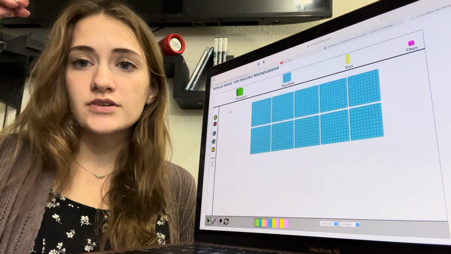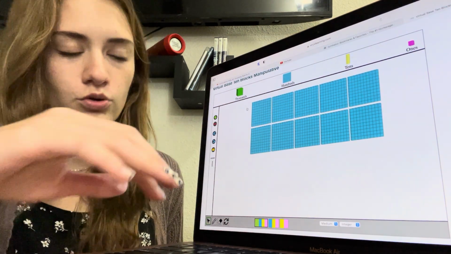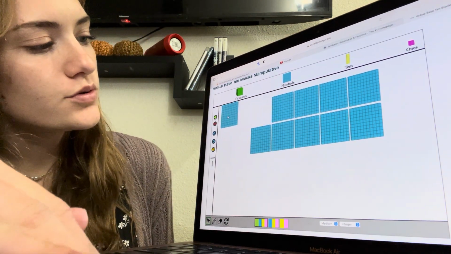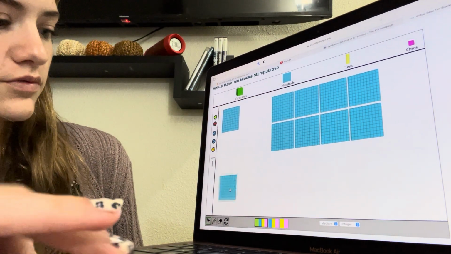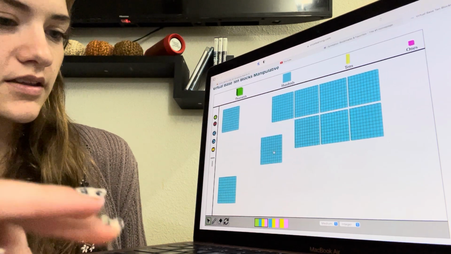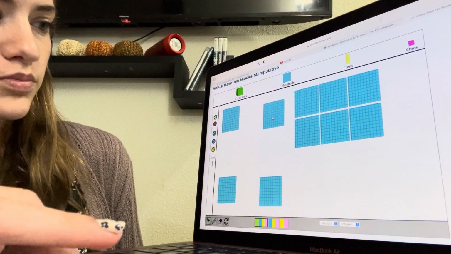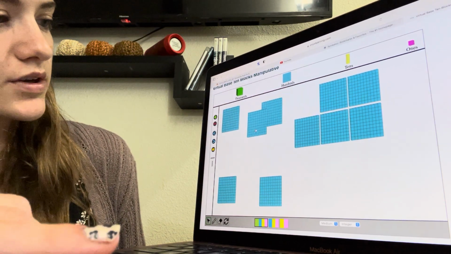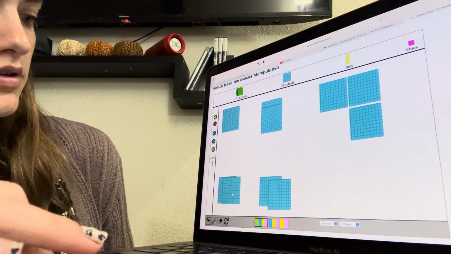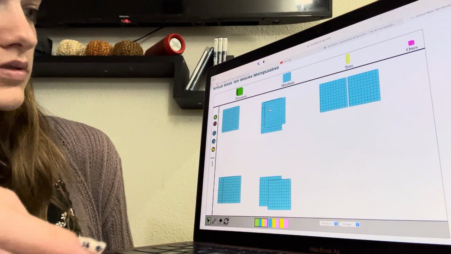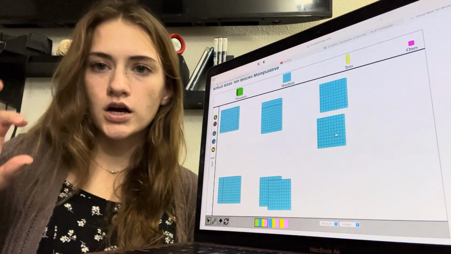To prove that it's divisible by 4, we're going to break it down into 4 different groups. This will be our first group, this will be our second group, this will be our third group, and our fourth group will be right here. So we have 2, 2, 2, 2, and then we have a remainder of 2 hundreds.